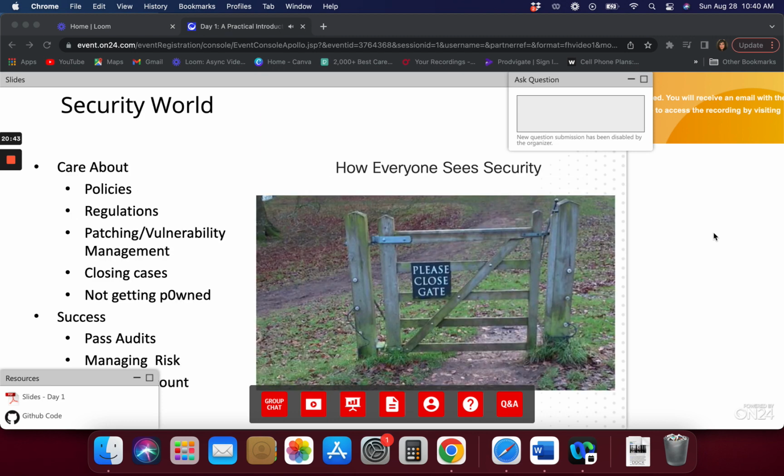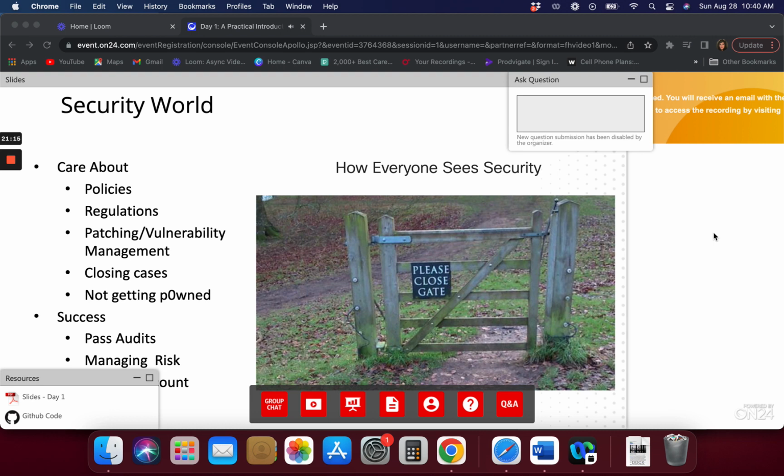And then of course, security. What do they care about? They care about policies, regulations, patching and vulnerability management, closing cases, and not getting owned. But the rest of the world looks at security as a gate that I have to go around. So it becomes a bit of a challenge for security to be successful, because they really are looked at as the department of no in a lot of cases. Success for security means they can pass audits and manage risks as successfully as possible.